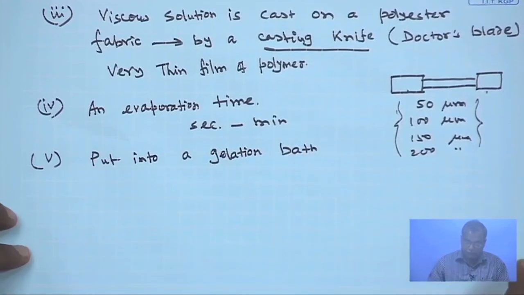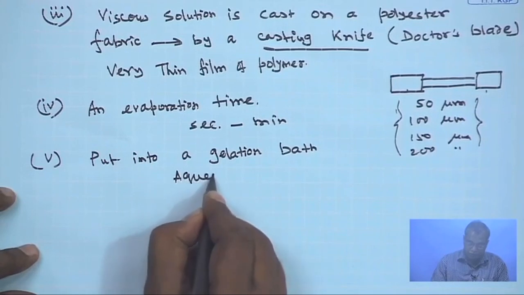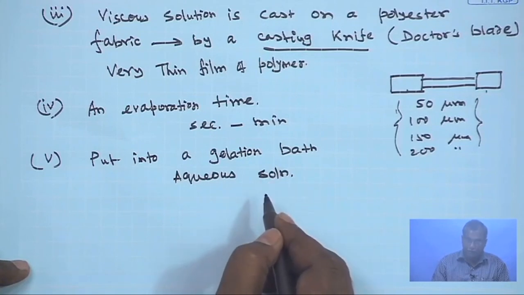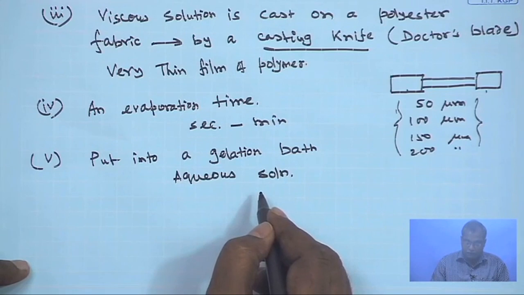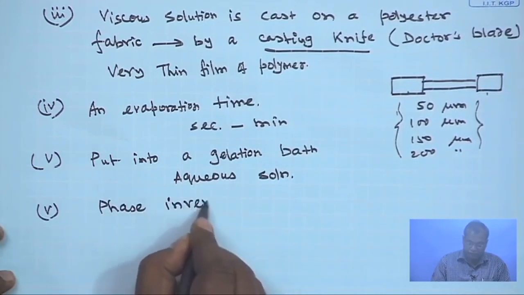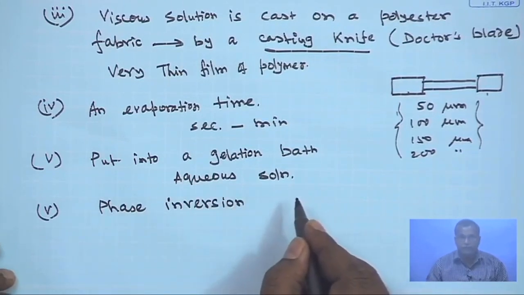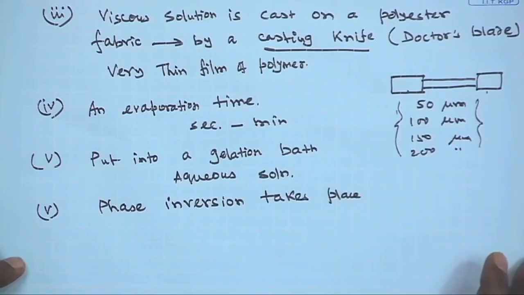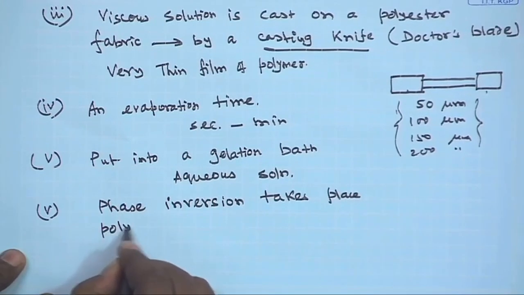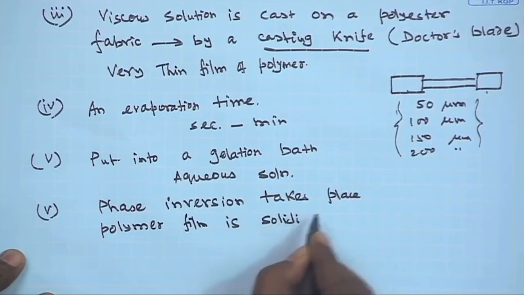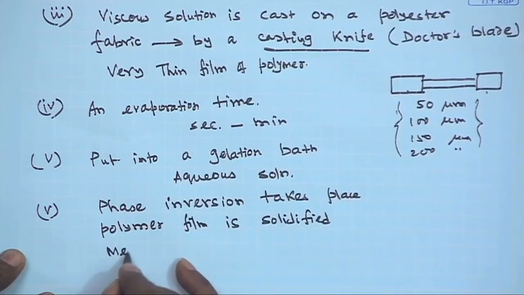What is a typical gelation bath? A typical gelation bath is basically an aqueous solution, let us say water. Water being an antisolvent, it is a bath of antisolvent to the polymer. Once the antisolvent comes in contact with the polymer film, immediately the phase inversion takes place. So, this is also known as the phase inversion technique, and the polymer film gets solidified and transfers from the liquid stream. The polymer film is solidified and the membrane is formed.